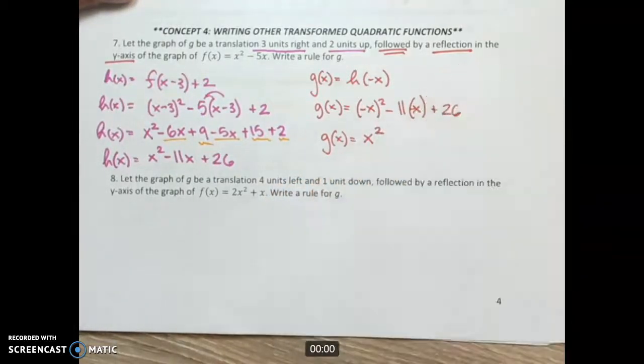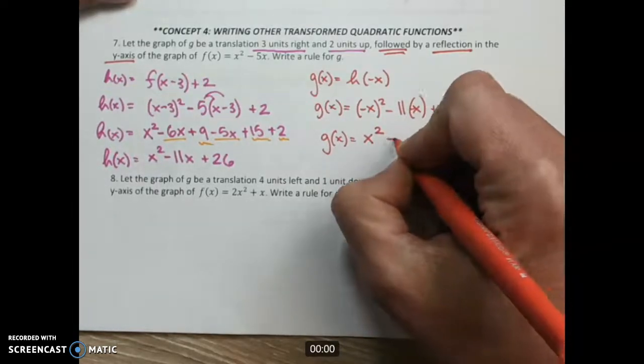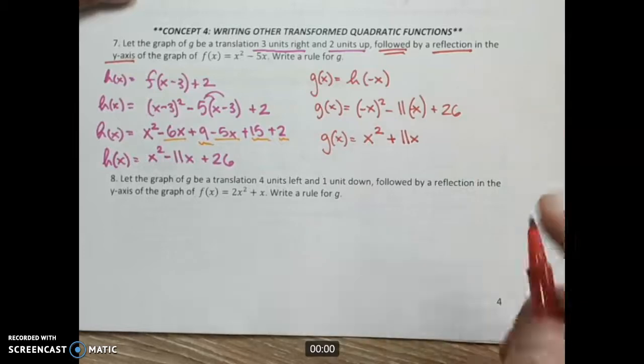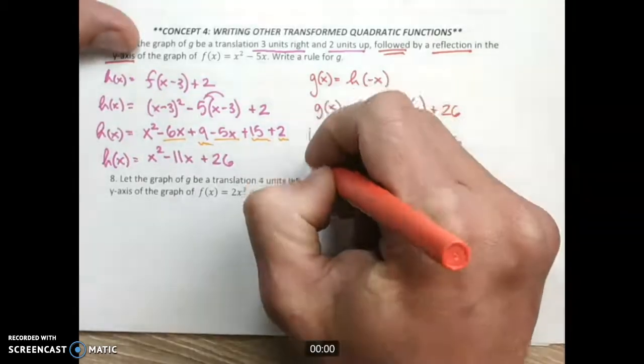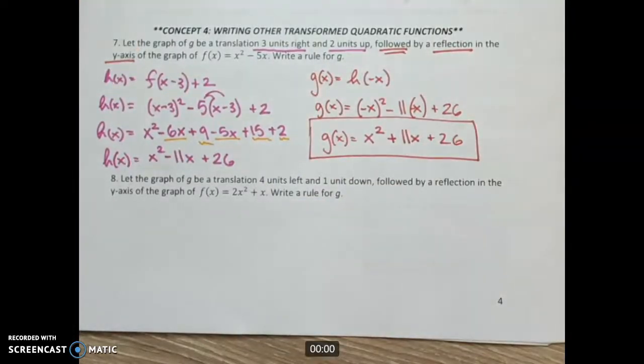When I simplify that, it's positive x squared. Negative 11 times negative x is positive 11x. And then plus 26 right there. Voila. I have the rule. Okay. So, there we go.